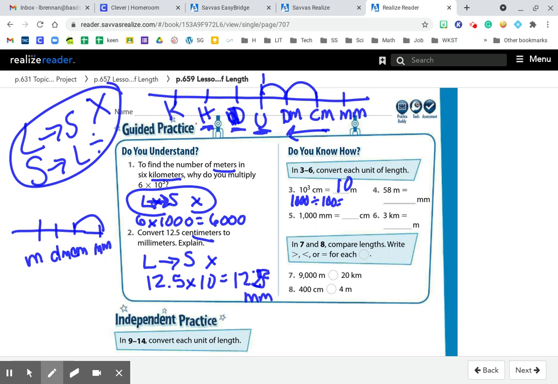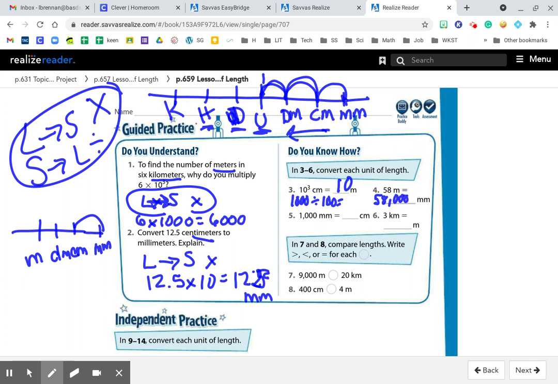48 meters to millimeters. So we're going from meters to millimeters. So that's 10, 100, 1,000. So we're going from larger to smaller here. So we're going to multiply by 1,000. And we're going to wind up with 58,000.